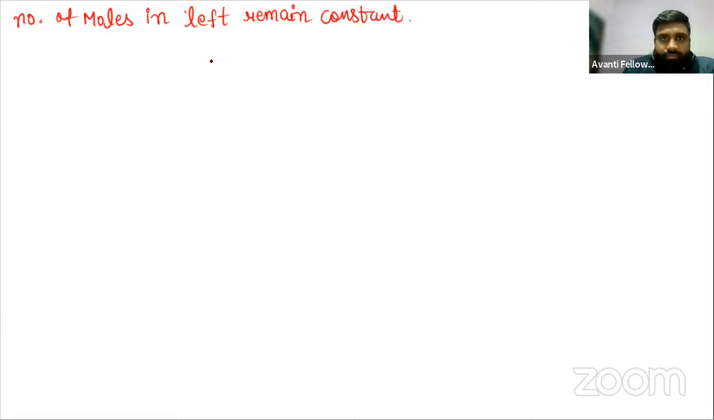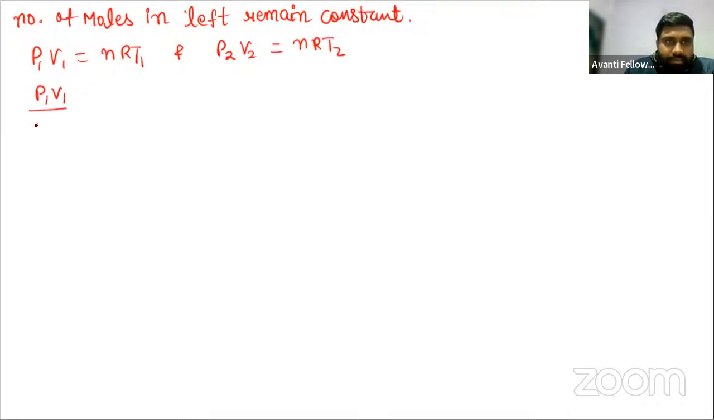constant. So according to the ideal gas equation, P1 V1 is equal to nRT1 and P2 V2 is equal to nRT2. So from here we can say that P1 V1 by P2 V2 is equal to T1 by T2 because n is constant. Okay. So this is for the left chamber.